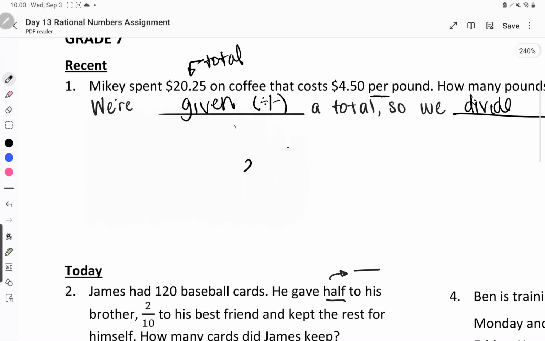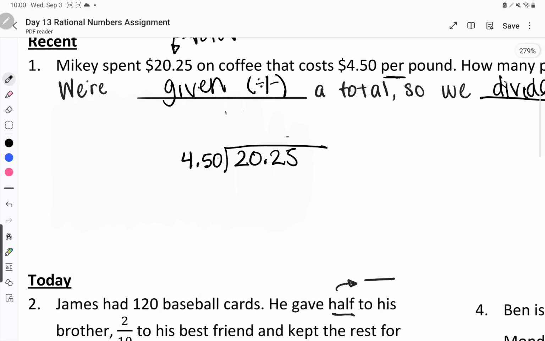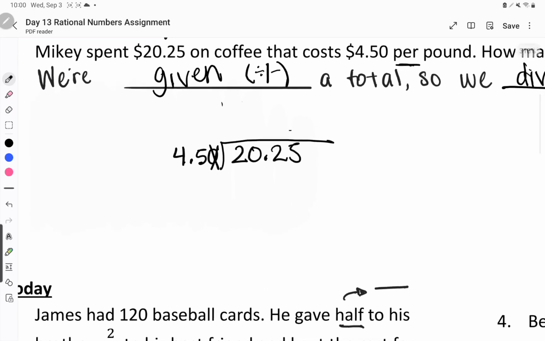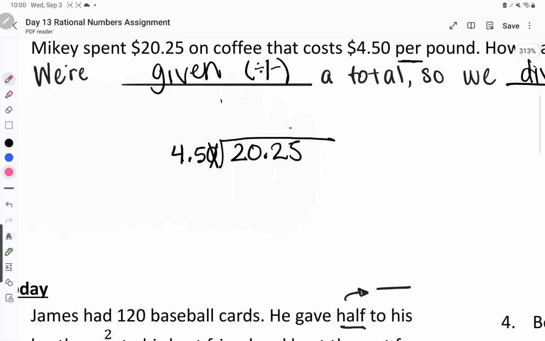So we're going to do 20.25 divided by 4.50. I'm actually going to cross this right here off because it's just going to make our lives harder. And we're going to move this decimal over here. By the way, I could cross it off because it's a 0. And we'll move this decimal over here. So we have 45 going into 202.5.